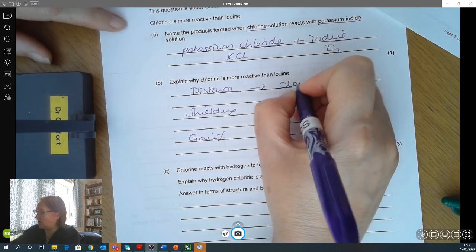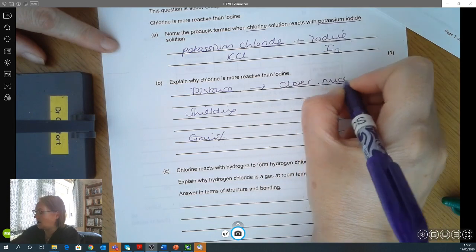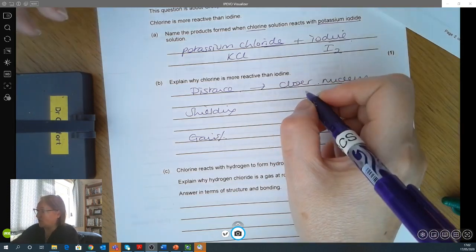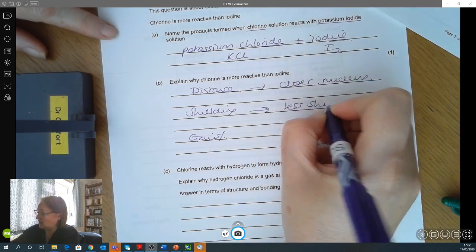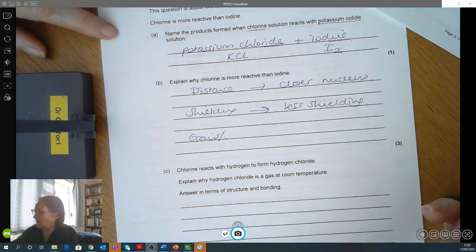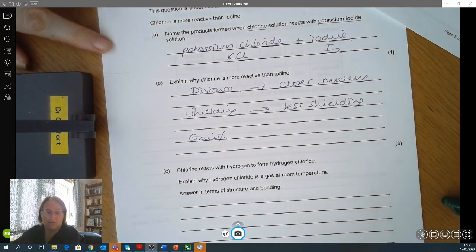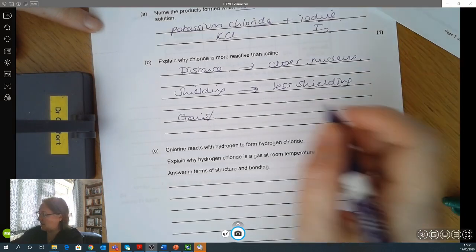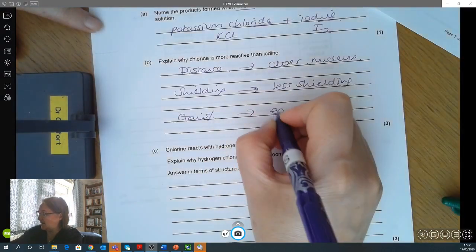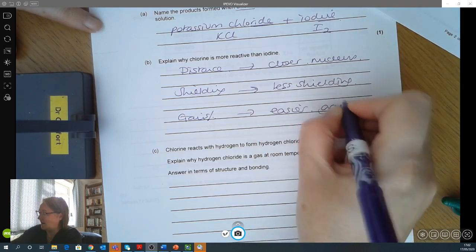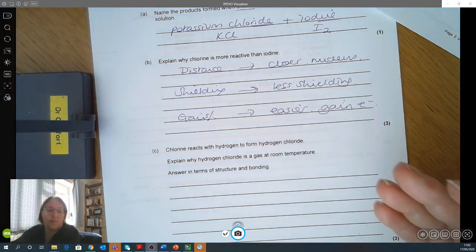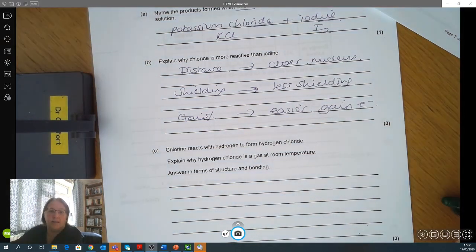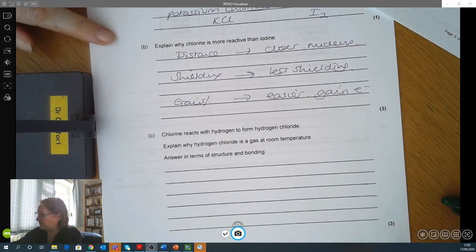So the outer electron is closer to the nucleus, or I could have just said it's smaller or there are fewer shells. Shielding, so therefore there's less shielding, or equally I could have said the greater attraction to the nucleus. Would have got me that mark as well. And then I'm going to mention the fact that that makes it easier to gain electrons. Or I could have gone through that whole process but said the opposite, because I could have said in iodine the outer electron is further from the nucleus. So I could have just done it the opposite, couldn't I?